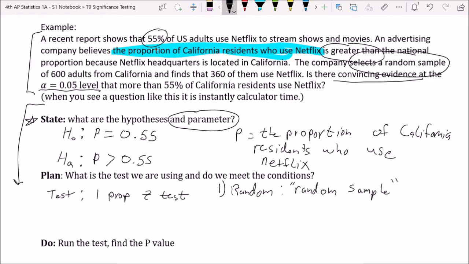Number 2, and put a check at the end. So check, so you're just showing, hey, grader, hey, AP reader, hey, Mr. Boyden, I checked this and it works. Okay. Next, 10% condition. Let's see if we met the 10% condition. What was our sample size? 600 adults from California was our sample size. So what we're going to say is that we believe that 600 is less than 10% of California residents.